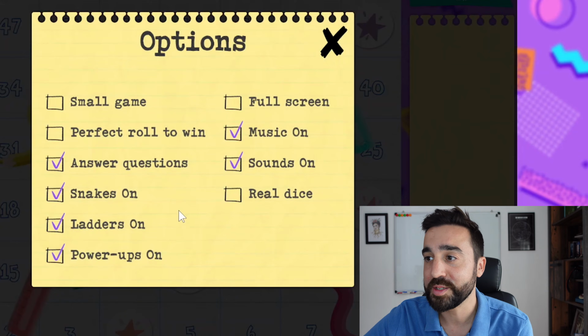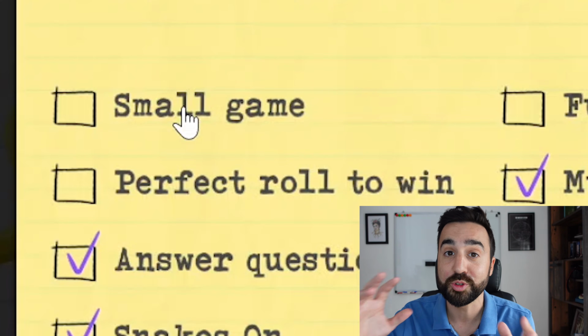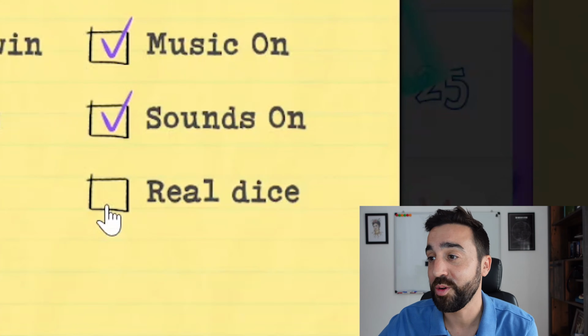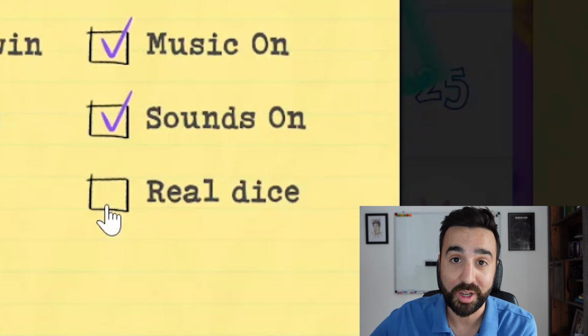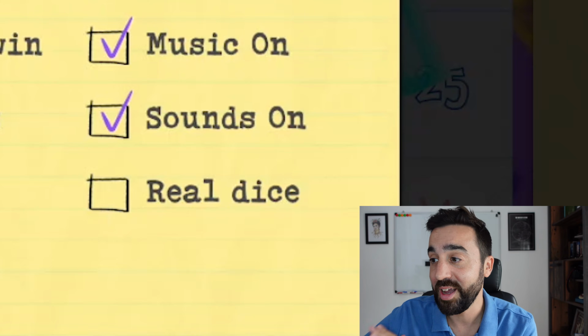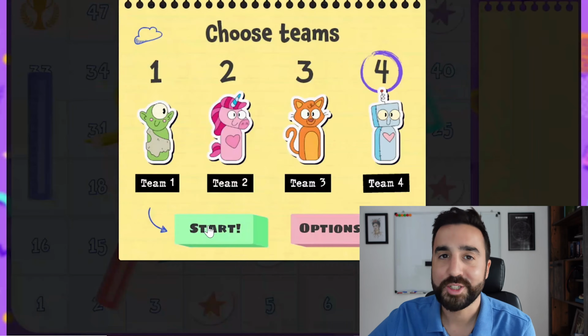One of the great things about this is that there are a lot of options here. Small game: sometimes if I've not got much time left in the class, I might choose a small game which just reduces the board. This one is really cool: real dice. If you do have dice in the classroom, then instead of rolling the virtual dice, which you'll see in a minute, you can have that off and use real dice. That's a pretty cool option. Let's go to start.